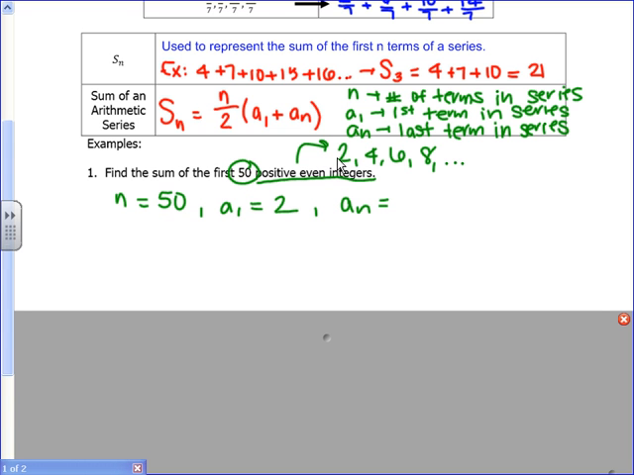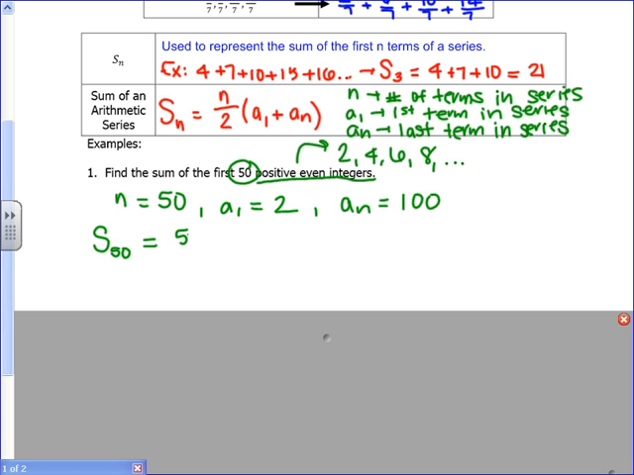Well, if we take 50 times 2, because we're only counting every other number, that would be 100. So our last term in our series is going to be 100. So if we wanted to find the sum, that's what that S stands for, of the first 50 terms in this series, we're going to use this formula right here.